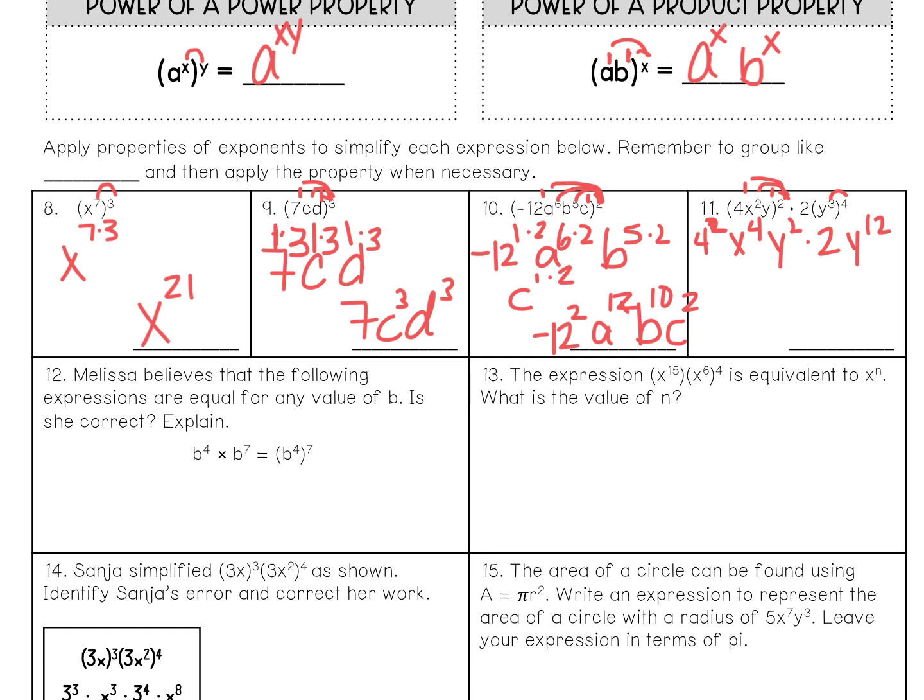Now we're going back to what we did on the first side. So I have 4 squared times 2. Well, 4 squared is 16. Times 2 is 32. X to the 4th, I only have one of those. But on my y's, I have y to the 2nd and y to the 12th, and I need to add those. So I get y to the 2 plus 12 is y to the 14.